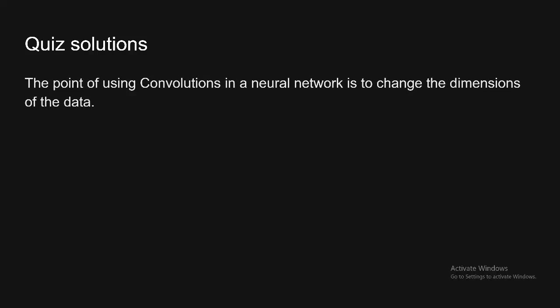The point of using convolutions in a neural network is to change the dimensions of the data. And like before, I want you guys to talk to one or two people next to you and talk through your answer. You can, but I don't think it's the main use of it. Exactly. I think the point of it is just to reduce the amount of data, but it's not to change the data.